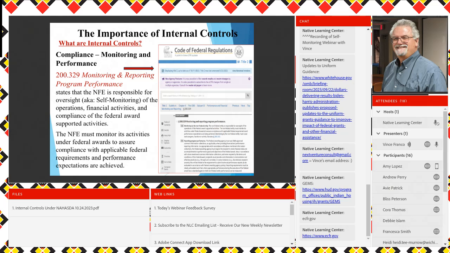But monitoring, I did that last week, self-monitoring, a program dedicated just to self-monitoring. Very, very important. The nice thing about it is, even though it's required, you have to do it at least annually. I suggest that you do self-monitoring as part of your internal controls much more frequently than just annually.